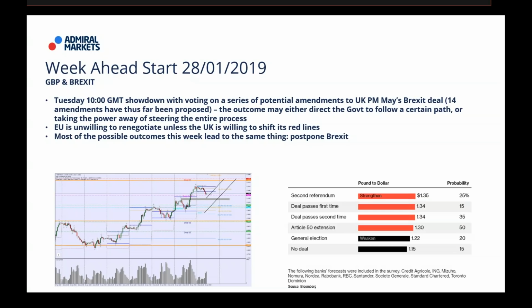So on the left-hand side, we see a chart of cable, and I give you a couple of levels where I would be looking for potential long signals. And on the right-hand side, I put back a slide that's two to three weeks old, but you can still see some upside targets there with the probabilities at the time. And anything here is 134, 131, 135, and the most recent research by some of the largest banks states 136.